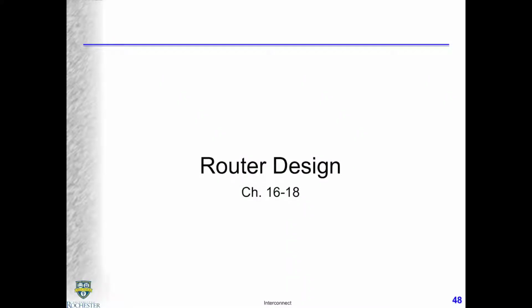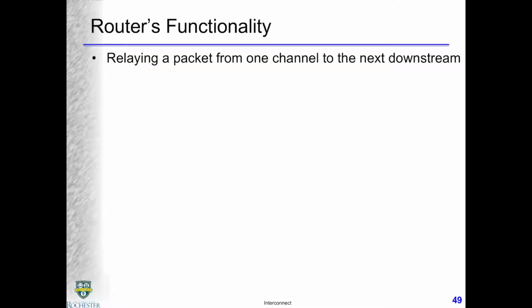We now start to discuss the design of routers themselves, the specific elements inside these things that we simply draw a little box for when we're connecting network nodes. So let's think about what a router needs to do. It really is relaying a packet from one channel to another, in fact to another channel downstream. So you have to decide what that downstream node should be, in other words, which channel to go out of. And this is what you may call route computation.